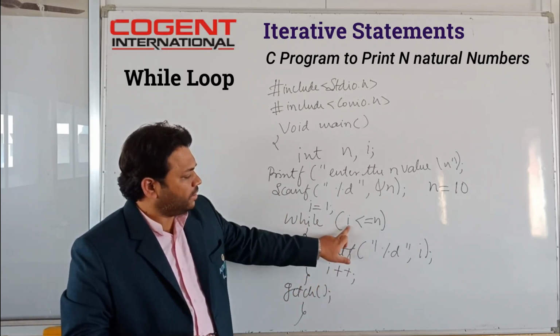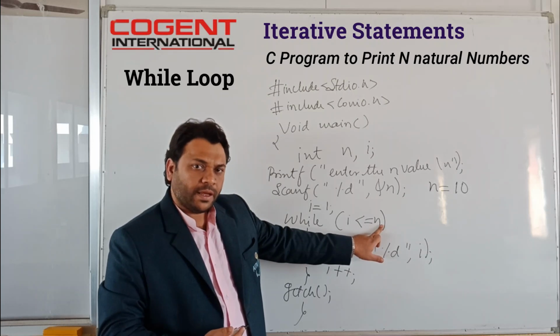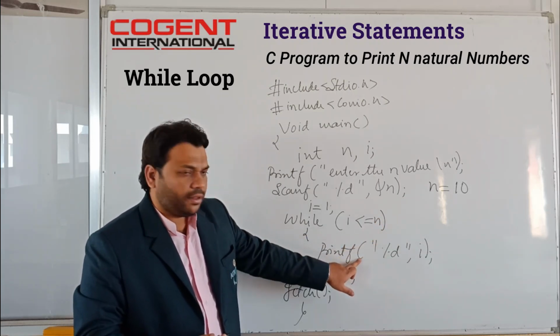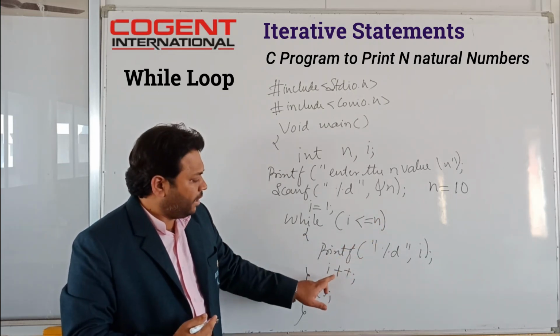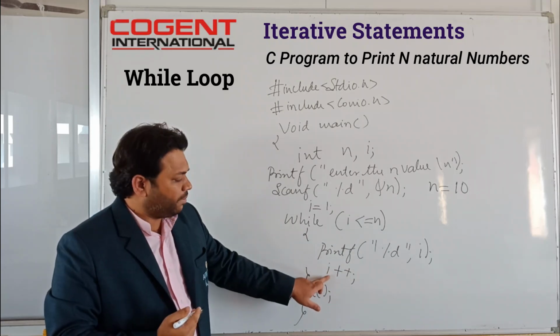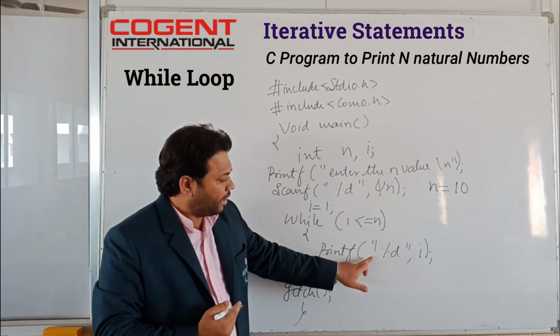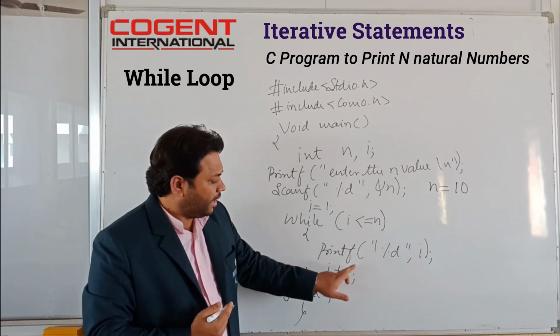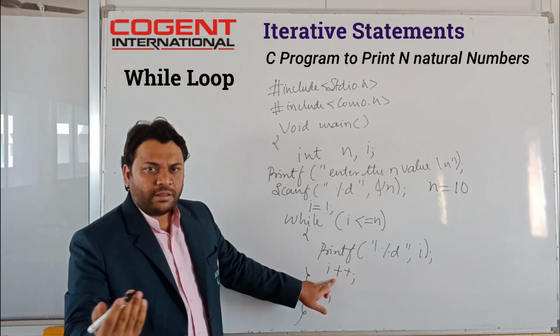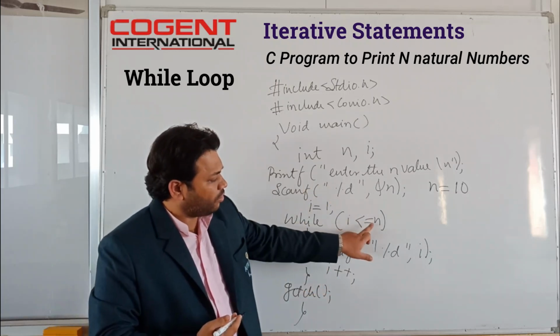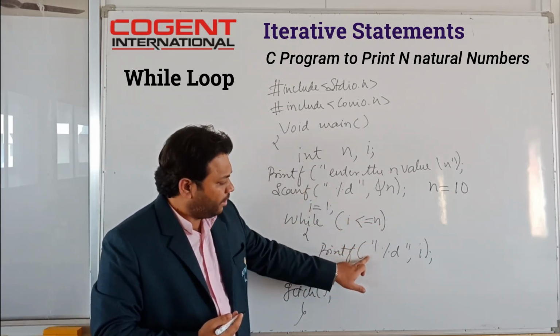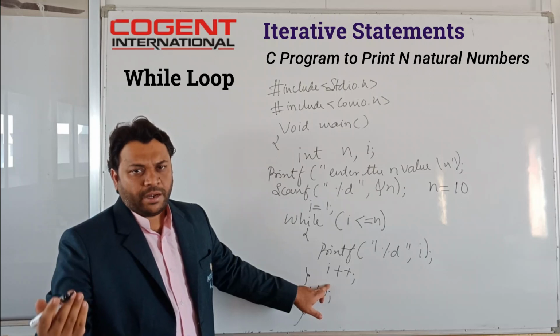Now it will check whether 2 is less than or equal to 10. Yes, true it is. Then it will print the number 2. Then increment the value, then it becomes 3. 3 is less than or equal to 10. Yes, true. Then print that one. Then increment the value by 1, that is 4. 4 is less than or equal to 10. Yes. Then print, then go on incrementing.